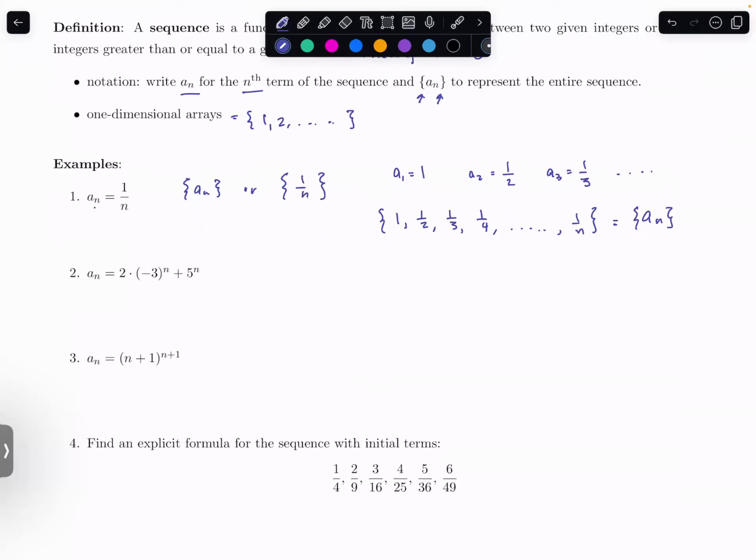A sub n here on number 2 is 2 times -3 to the n plus 5 to the n. So a1, the first entry in the sequence, would be 2 times -3 to the first plus 5 to the first. So that would be -6 plus 5, so -1. A2 is going to be 2 times -3 squared plus 5 squared. So that's 2 times 9 is 18, and 25, is 43.